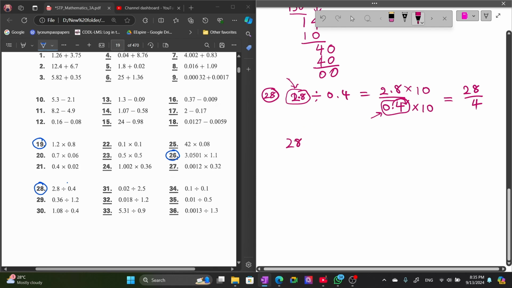So now we can do the long division. We know that 7 times 4 is 28. So this is easy. Division stops. So our answer is 7.